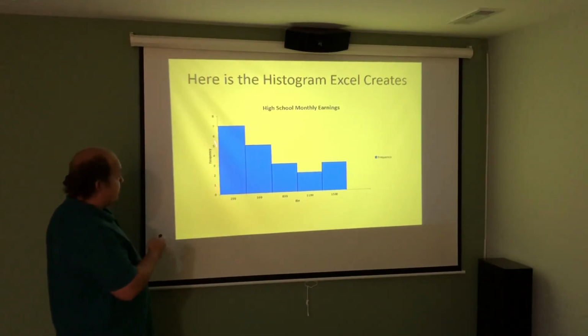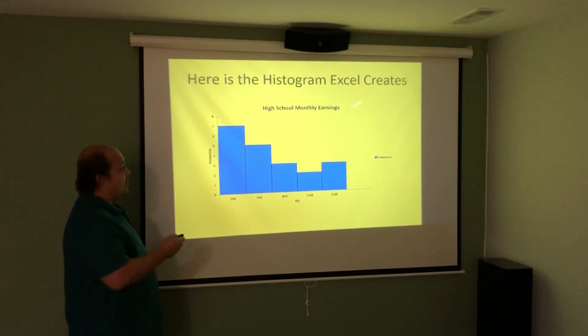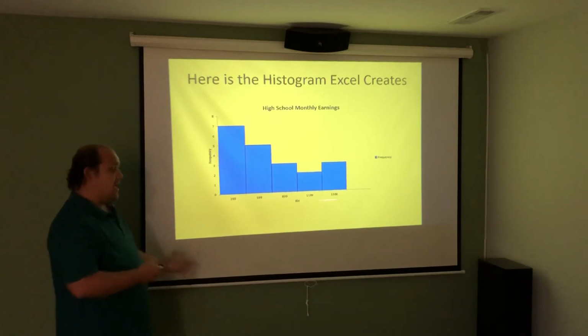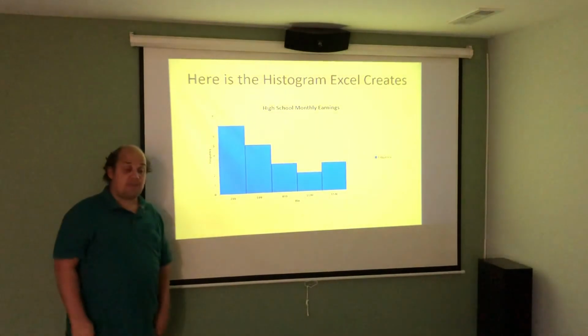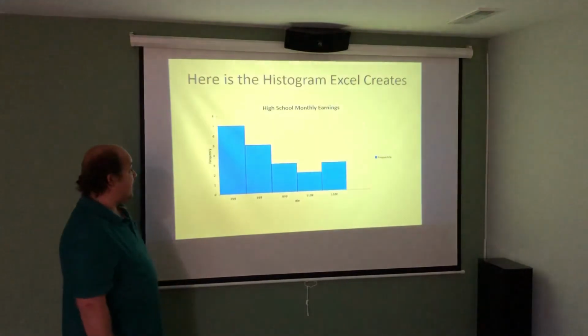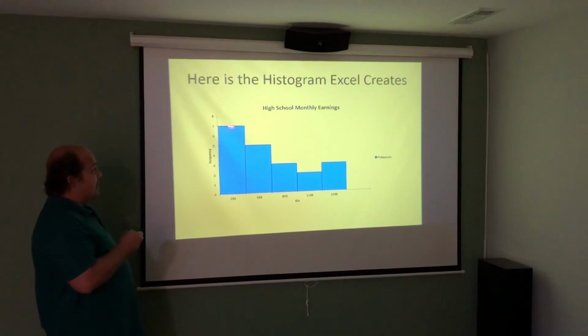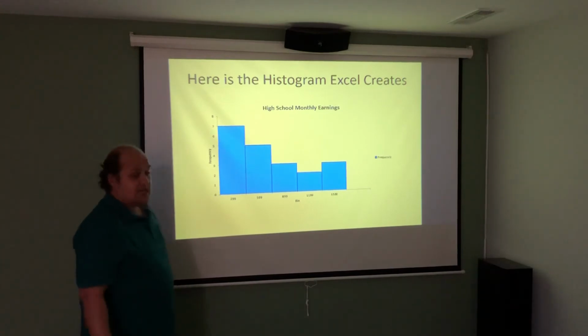Over here, it's labeled frequency, or how many times the thing happened. And here, I have a title of high school monthly earnings. I might want to say down here dollars earned per month or something like that. But for the most part, the key things I want you to take away are that you have a vertical axis labeled frequency, that the bars all touch each other, that the first bar touches the axis, and basically it represents how many fell into each class.